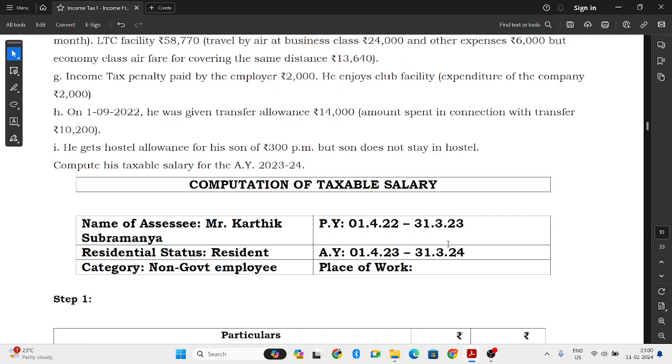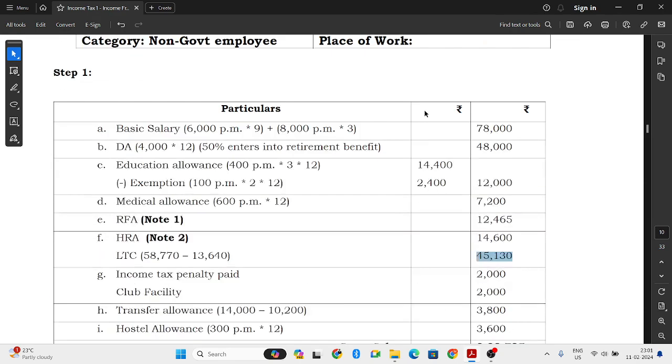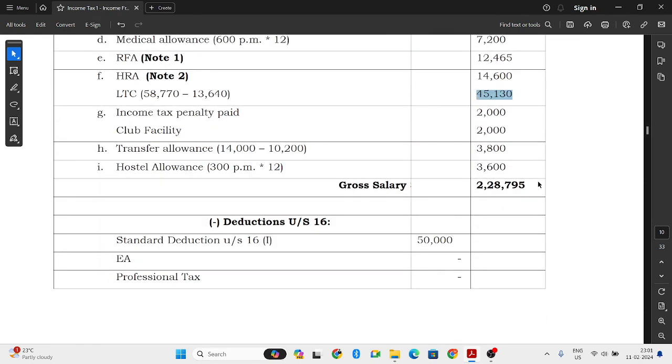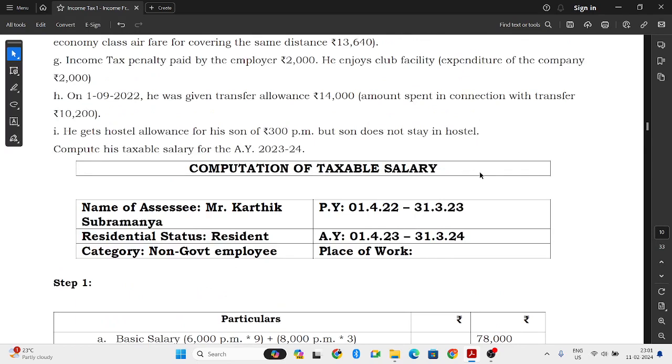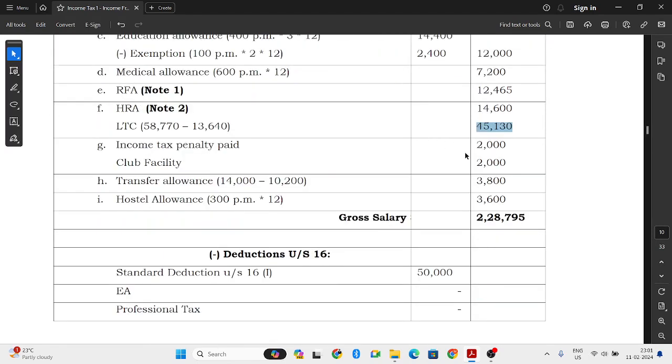Next, transfer allowance. So he got a transfer allowance of 14,000. The actual expenses was 10,200. Only up to the actual expenses the exemption will be given. So 14,000 minus 10,200 is 3,800, which will be taxable. Next, hostel allowance. As I told you, his son is not staying in hostel. So whatever allowance he has got, there is no exemption for that. It will be completely taxable.